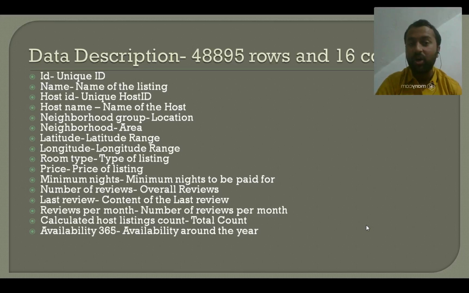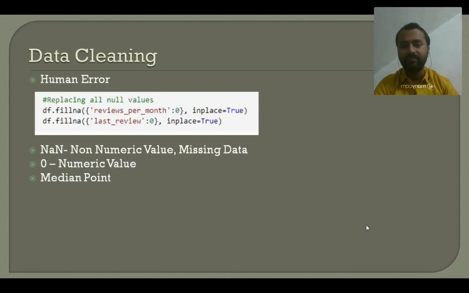Next one is number of reviews, how many reviews they got overall till date. Next one, last review, when the last review was given by a customer on their website. Next, reviews per month, how many reviews they are getting per month. Next one was calculated host listings count, the total count of the host. Next one was availability 365, how many days around the year they are available. Suppose they are available for 100 days, so 100 out of 365 days they are available. So that was the availability of that place.